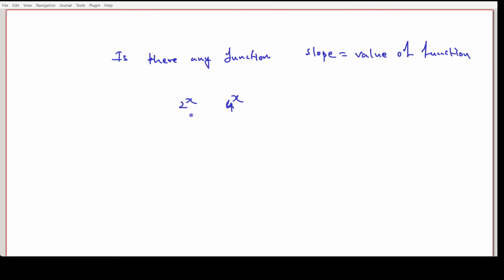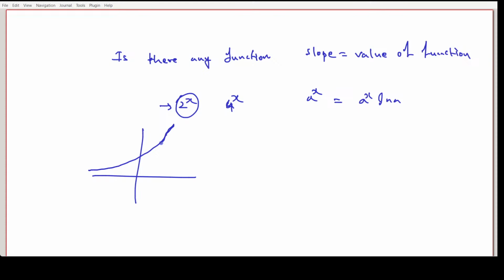If you try to calculate the slope, you are getting something proportional to this number. For example, what is the slope of this one? A power x, what is the derivative? E power x is e power x. A power x, we'll call it ln a. Okay, never mind. So what we are trying to say is, let's say 2 power x.